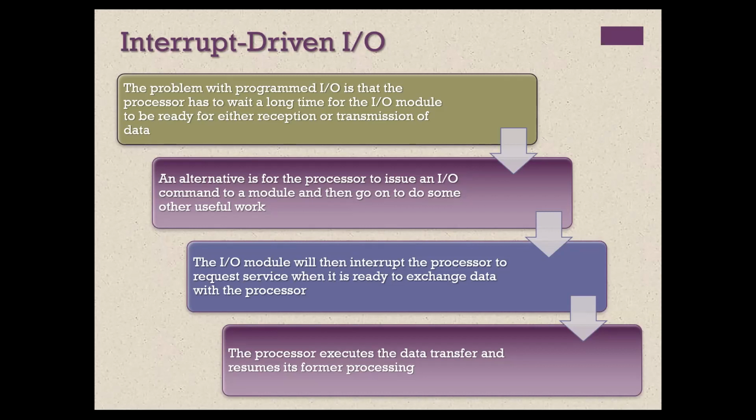An alternative is for the processor to issue an I/O command to a module and then go on to do some other useful task. The I/O module will then interrupt the processor to request service when it is ready to exchange data with the processor. So the processor then executes the data transfer as before, and then resumes its former processing. That's what we called it the first time we encountered the interrupt: user program or user processing.